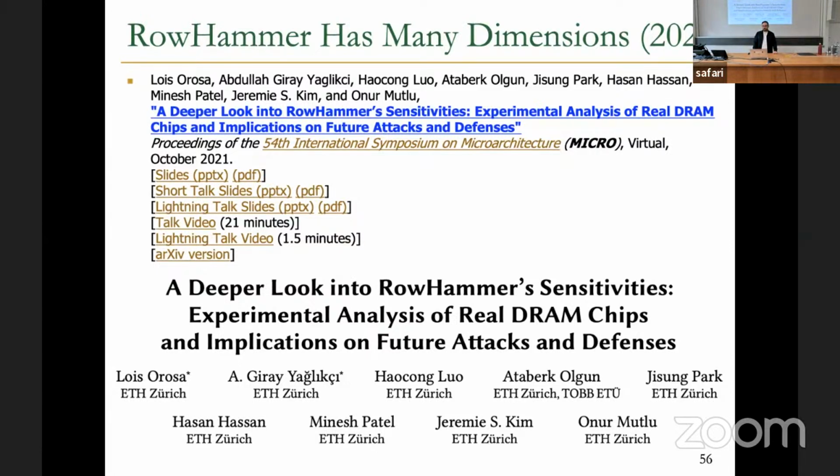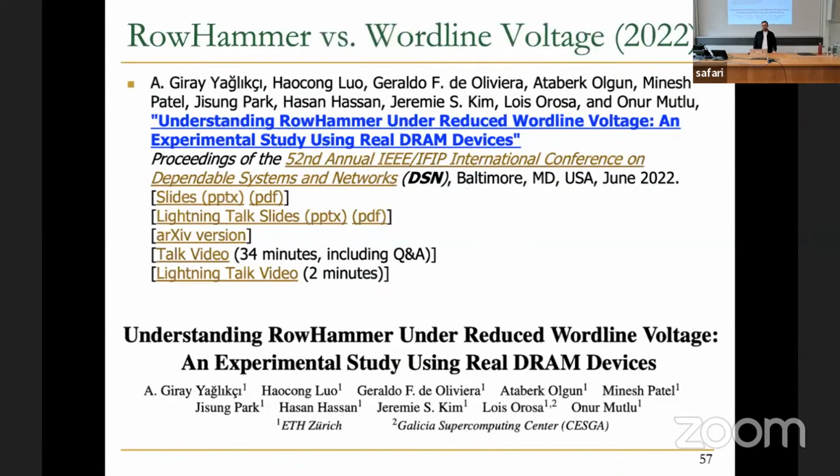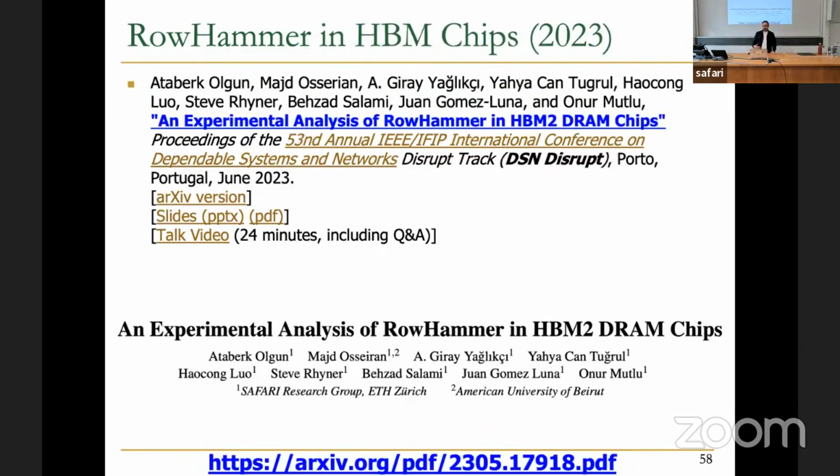And it turns out that RowHammer has multiple sensitivities, and it is not straightforward to find the worst case very easily. We also looked at the effect of voltage scaling on RowHammer. We will cover all these works in time. And we also tested some HBM DRAM chips. Hopefully, we will talk about this tomorrow in detail.